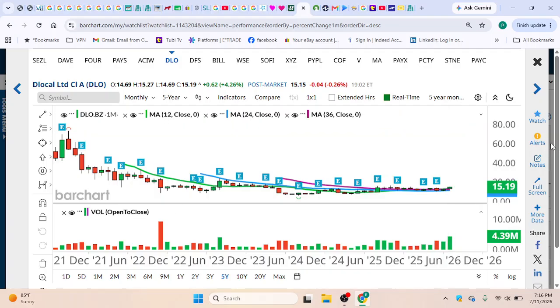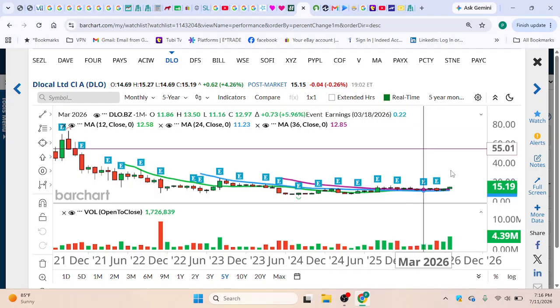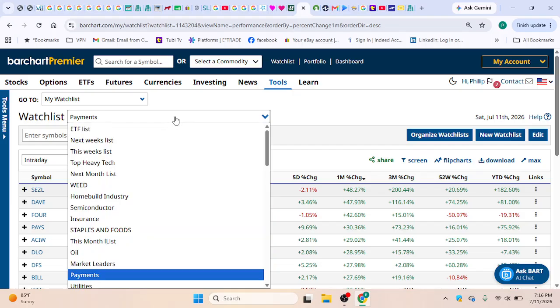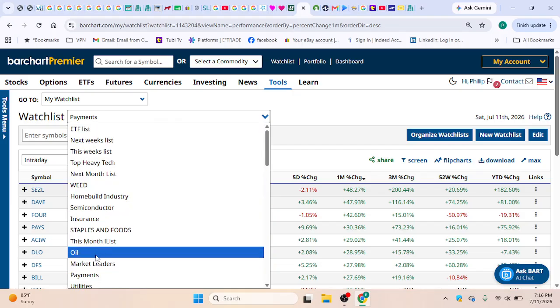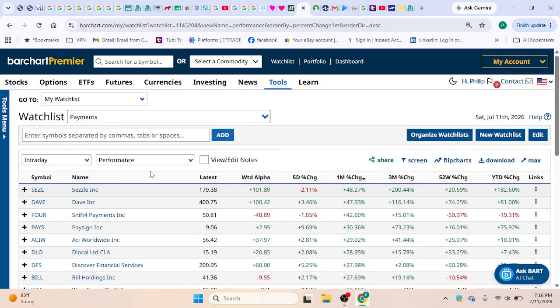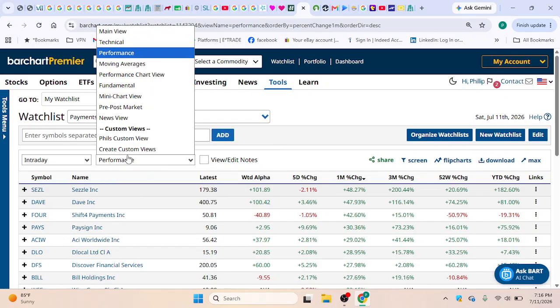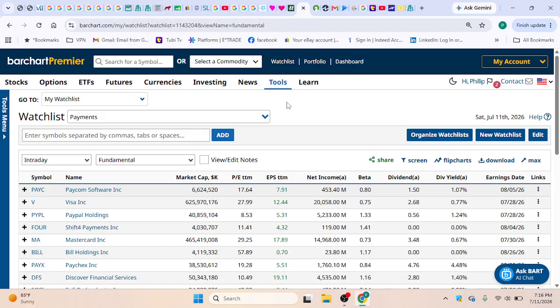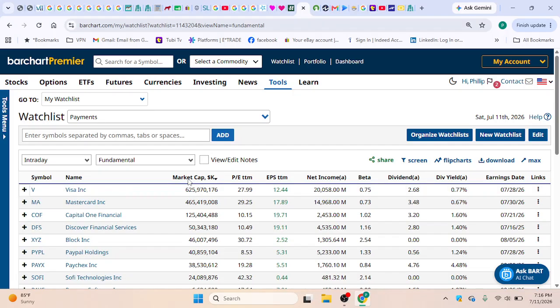Now, when I look at an industry, I look at a couple different things. I look at the chart, but I also like to look at the fundamentals in these industries too. So I'll show you a quick way to do that. Just go to payments. We go not to performance view, but to fundamental view. And I like to sort these by market cap. When I sort it by market cap, that shows me who are the biggest and strongest players in any industry.